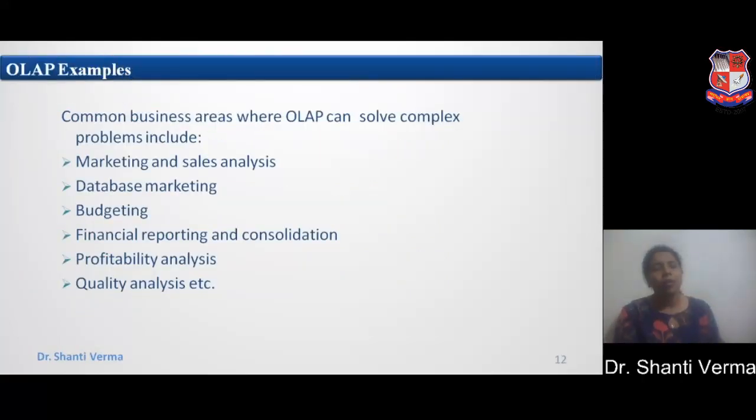Now let's discuss some OLAP examples. Common business areas where OLAP can solve complex problems include marketing and sales analysis, database marketing, budgeting, financial reporting and consolidation, profitability analysis and quality analysis. These are the different examples. There are many more real life examples where OLAP is used in an organization.